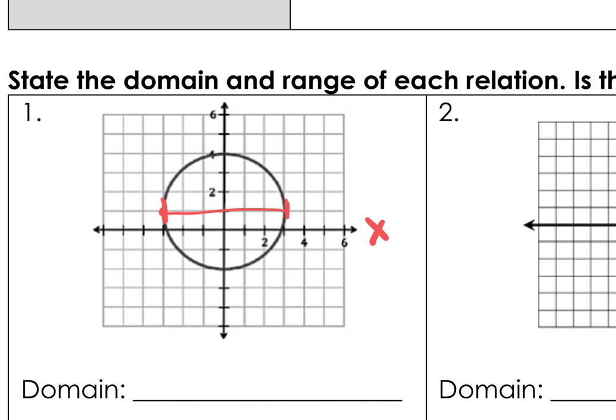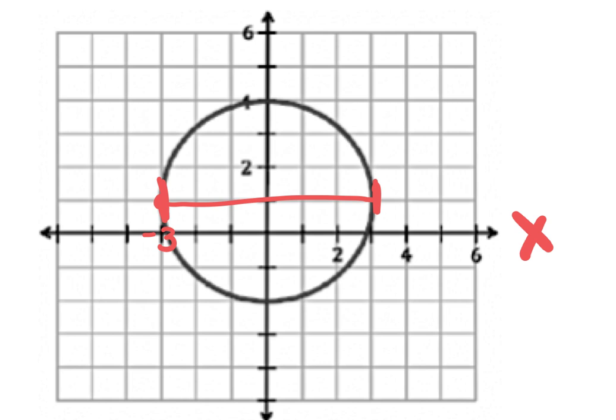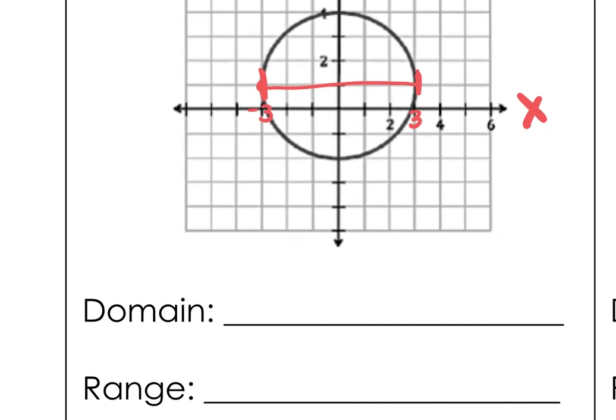What is the x value of this furthest left point? -1, -2, -3. So the x value of this furthest left point is -3. And then the x value of this furthest right point is +3. So the x values in this circle are everything in between -3 and 3. So we're going to write that like a compound inequality, starting with the minimum to the maximum. So the domain would be -3 is less than or equal to x, and then x is less than or equal to 3.